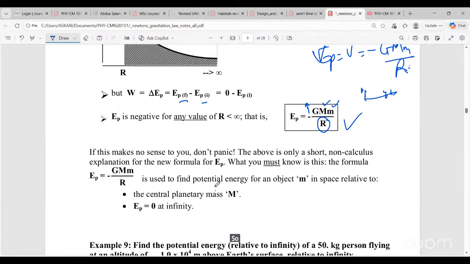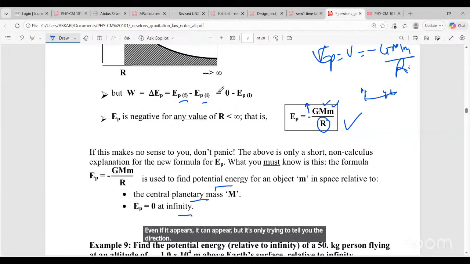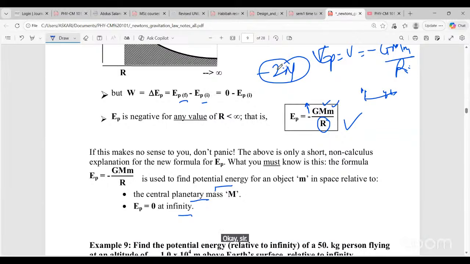So you are finding the potential energy for an object in space relative to a central planetary mass. Also, potential at infinity is zero. Even if the minus sign appears, it is only trying to tell you the direction. It's just like a force: if you have a minus sign for your force, it's only telling you it is in the opposite direction. Okay, sir, so we'll not use the minus sign while calculating? The minus sign will come out by itself.